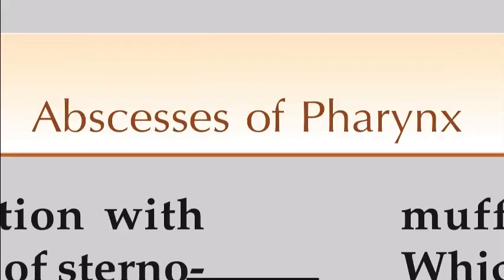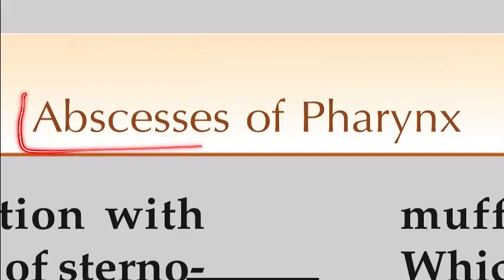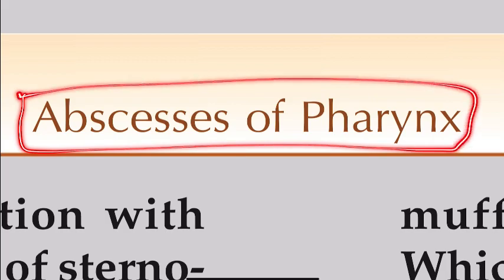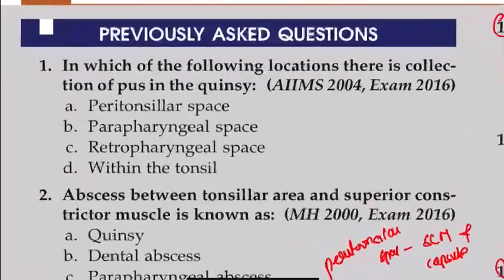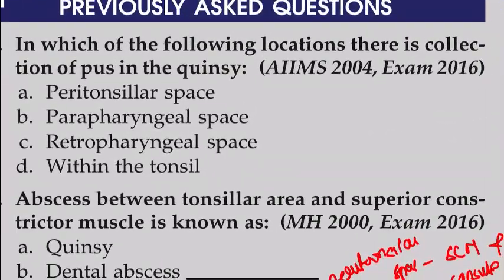The topic from which we are going to cover MCQs now is abscess of pharynx from ENT, right? Now without delay, let's begin with our questions. The first question that we have got here is: in which of the following locations is there collection of pus in the quinsy? The quinsy is also known as peritonsillar abscess, right?